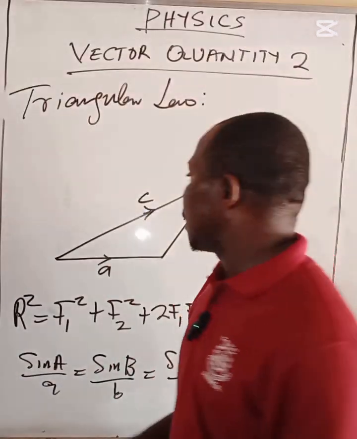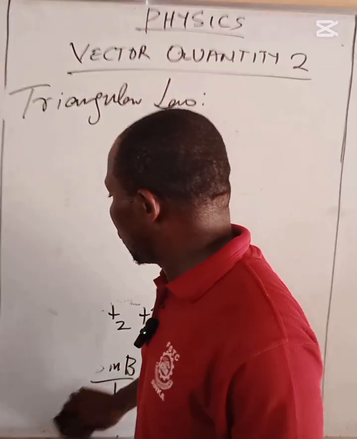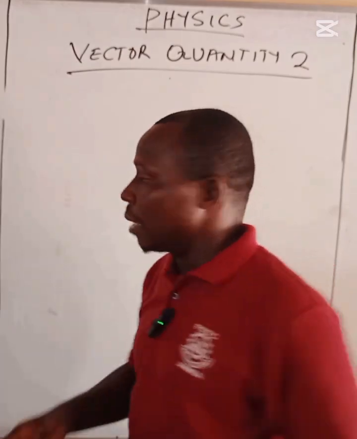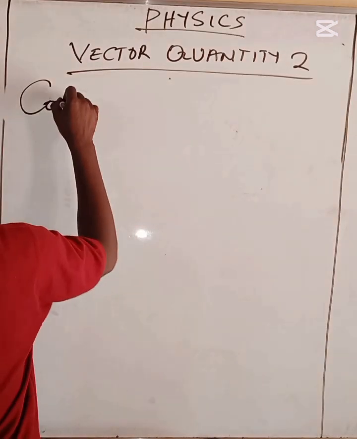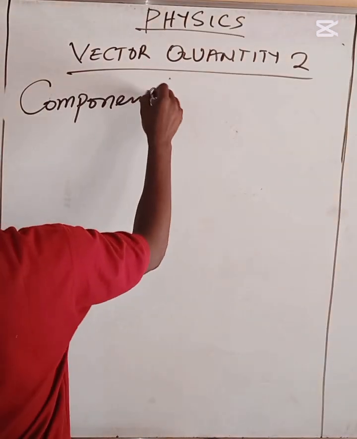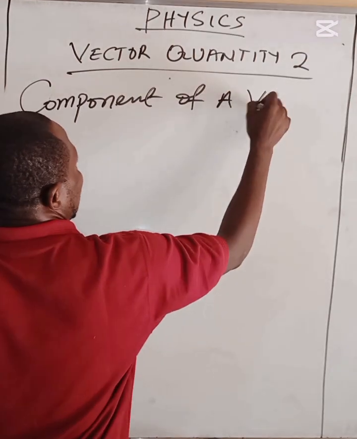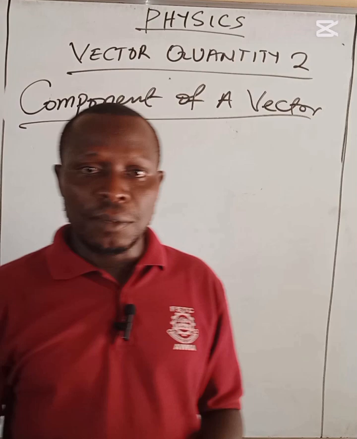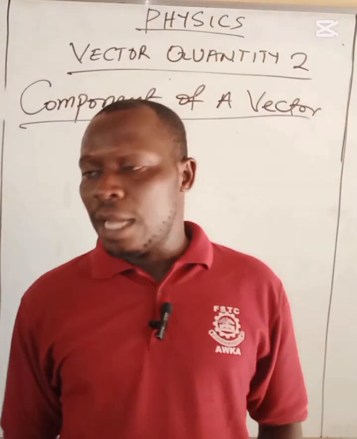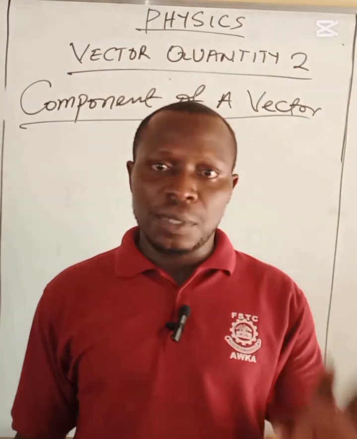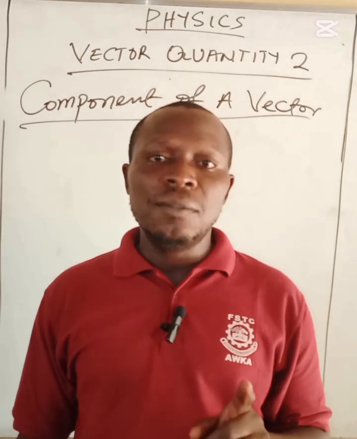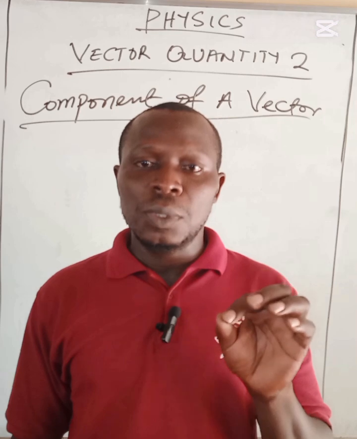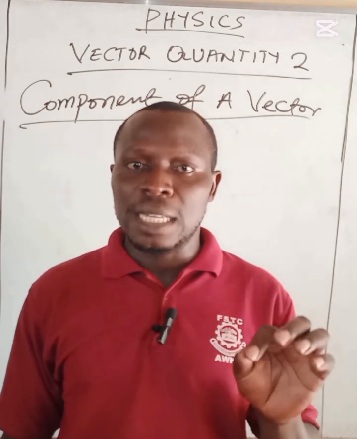So having stated that, we are going to move to what we call component of a vector. Before I go into component of a vector, I think it's important we define resultant vector, because I noticed I omitted it in the previous class. We say a resultant vector is that single vector that will have the same effect, both in magnitude and direction, as the original vectors acting together.